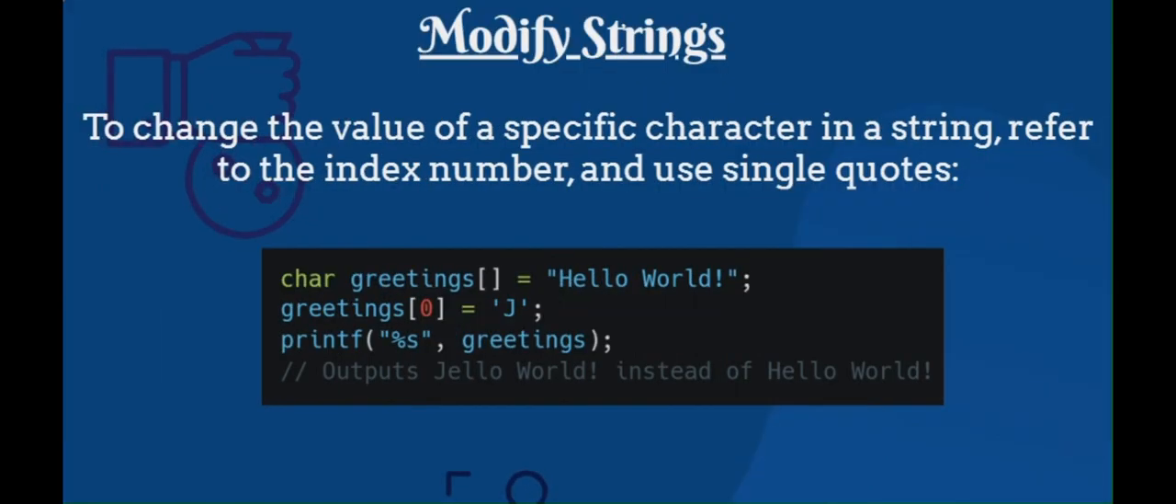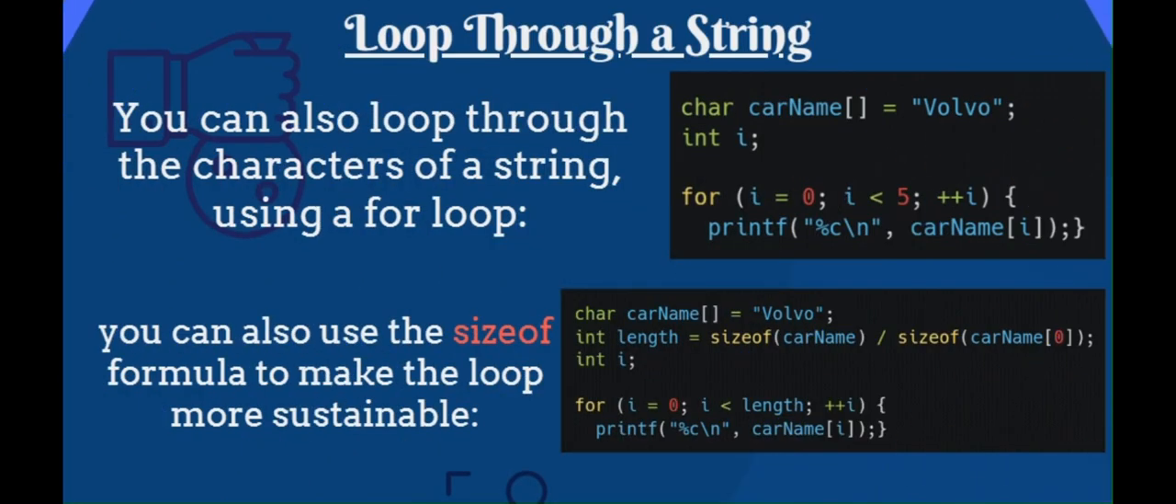Modify strings. To change the value of a specific character in a string, refer to the index number, and use single quotes, like this example. Loop through a string. You can also loop through the characters of a string using a for loop, like the first example. And like we specified in the arrays chapter, you can also use the sizeof formula, instead of manually writing the size of the array in the loop condition, i < 5, to make the loop more sustainable.